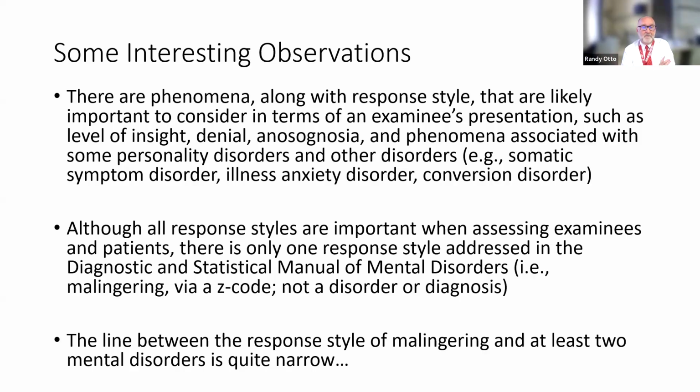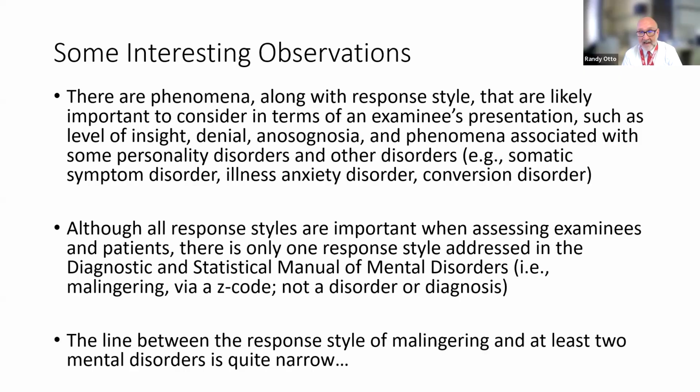I always found it interesting that although all response styles are important when we're assessing examinees or patients, there's only one response style specifically addressed in the DSM, and that is malingering. There's no Z code for active denial or disavowal of impairments that the patient or examinee knows he has. There's no Z code for identifying the person as simply denying that he's got an alcohol problem when he's fully aware that he has an alcohol problem, or actively denying that he experiences auditory hallucinations when he knows he does hear voices that aren't there and are the product of a mental disorder.